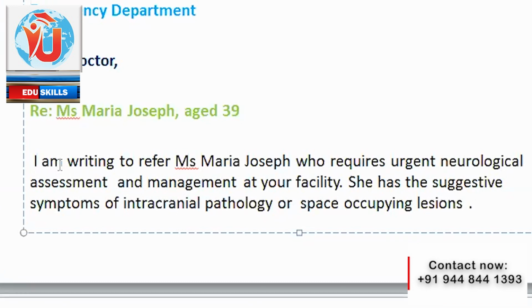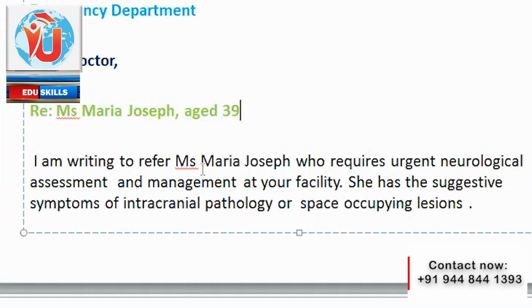See here, I'm writing to refer. Instead of refer, you can write, I'm writing in regards to, or you can write, thank you for seeing Miss Maria Joseph, because we are writing to the neurologist. You can write in that way also. There are many other ways, but you can choose your own way. You can make your own style. So here I chose, I am writing to refer Miss Maria Joseph.